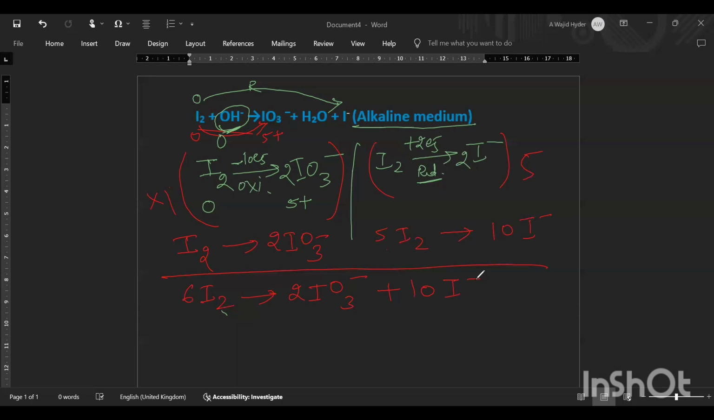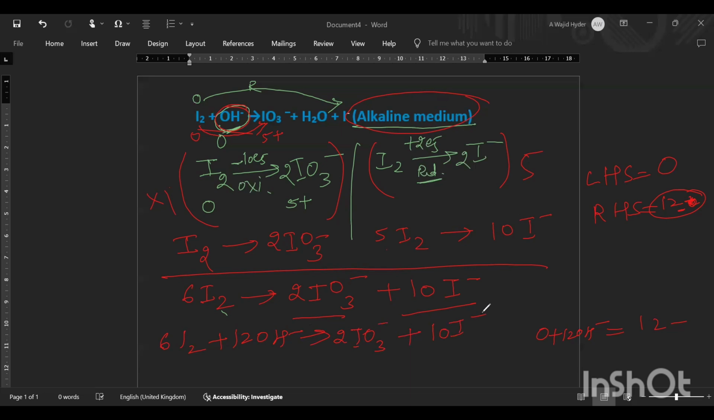Now see, on the left-hand side, what charge is there? On the left-hand side, charge is 0. And on the right-hand side, 10 minus and 2 minus, that is 12 minus. Now since it is an alkaline medium, OH- will be added. The right-hand side has 12 minus charge and the left-hand side has 0. So on the left-hand side, add 12OH-. So 6I2 + 12OH-. Now the charge on the left-hand side and right-hand side will be the same, that is 0. So now this is done.